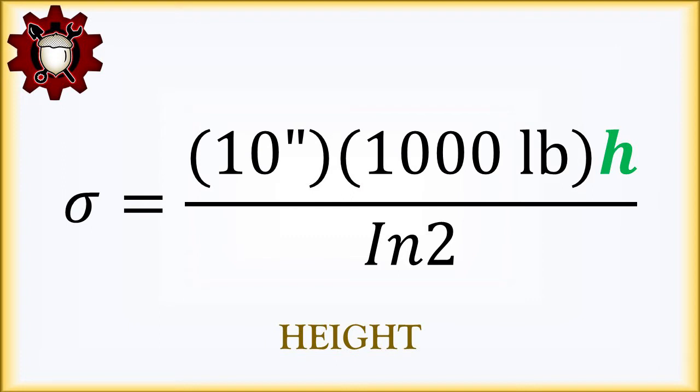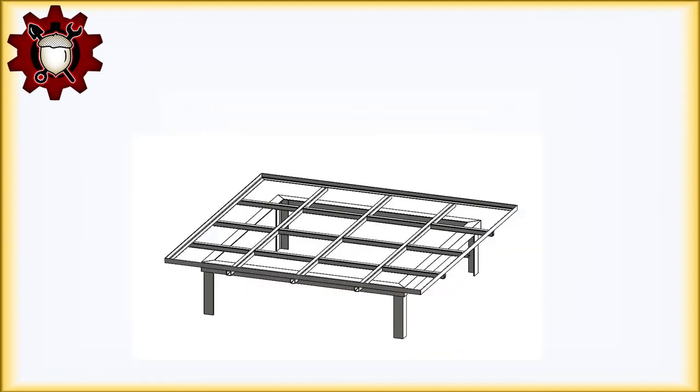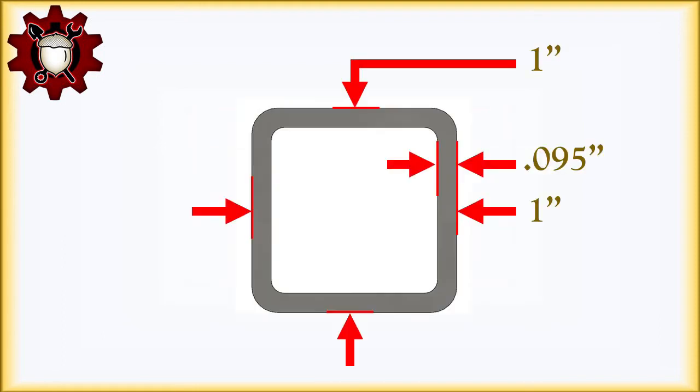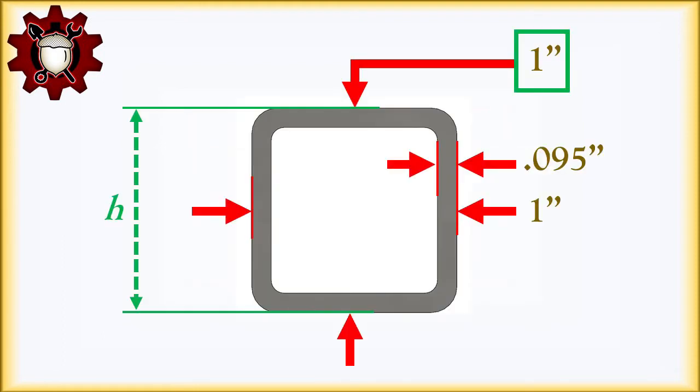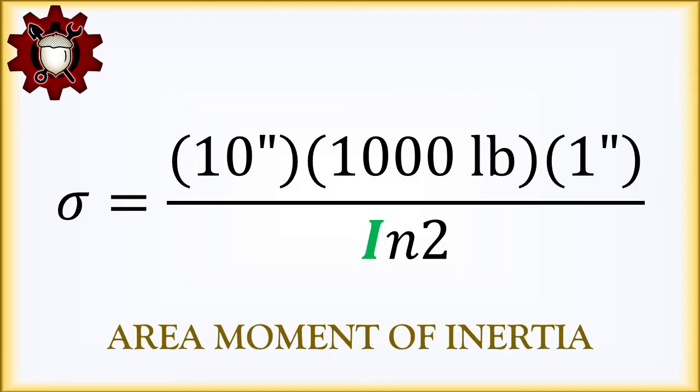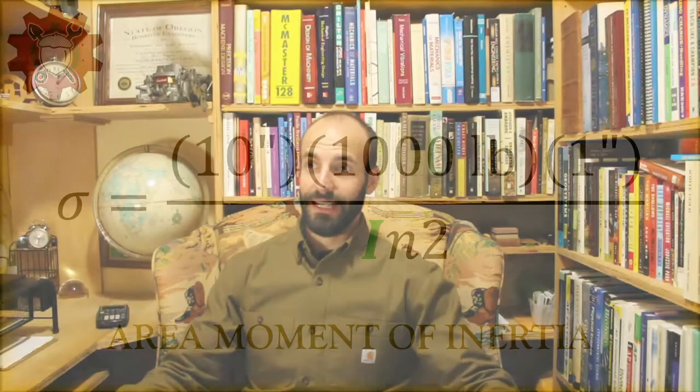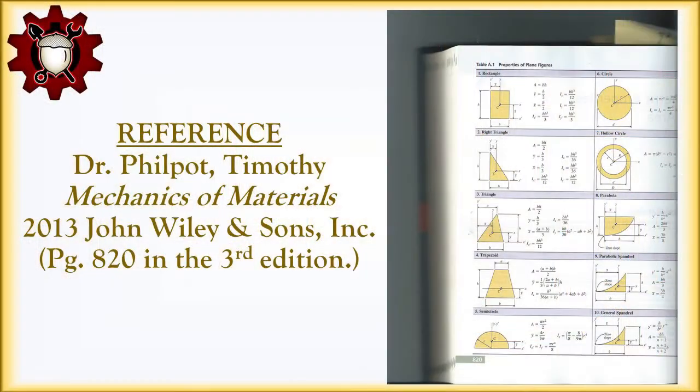H is the dimension of your cross section that is parallel to the force. So in this case, we have 1 by 1 square tubing, so H is 1. I is the area moment of inertia. This variable is the capacity for a member to resist bending about a certain axis based on its cross-sectional geometry.